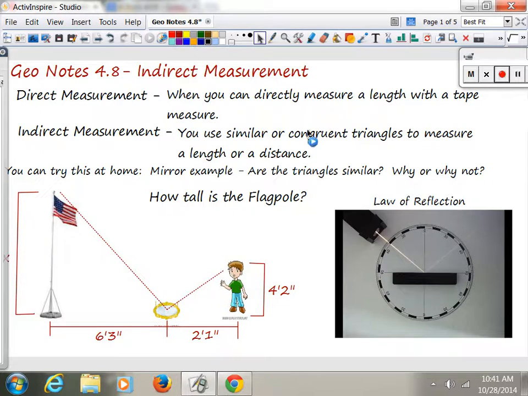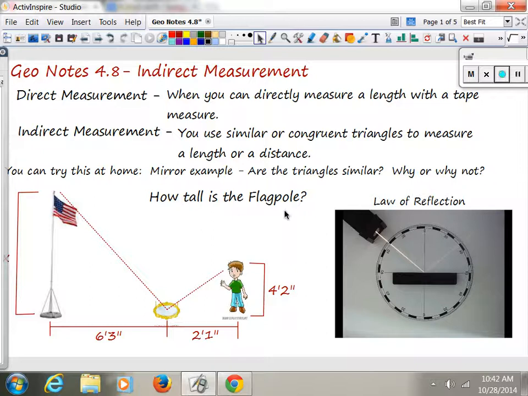So in this little mirror example here, are the triangles similar? Why or why not? So here's this little guy right here. His dilemma is that his teacher has given him the task of measuring how high that flagpole is. He can't physically get up there and measure it, so he has to use indirect measurement.